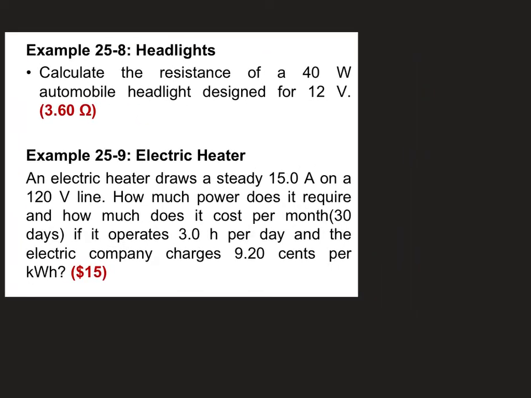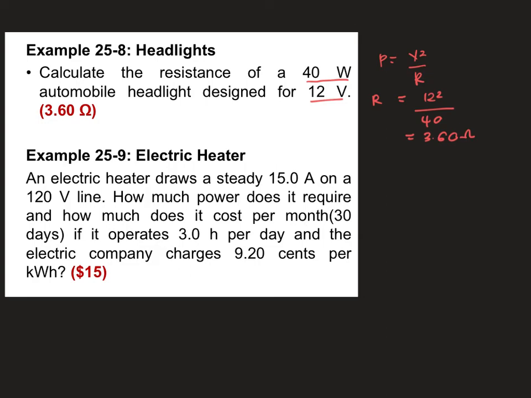The first question asks you to find the resistance, and the question already gives you 40 watt and 12 volt. The unit for power is watt, so you can use the formula P equals V squared over R. The V squared is going to be 12 squared, over 40. Therefore, you are going to get your answer, which is 3.60 ohms.